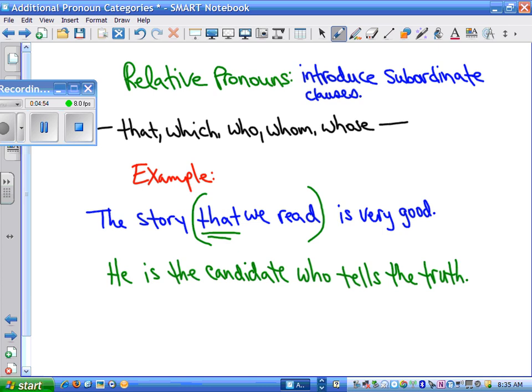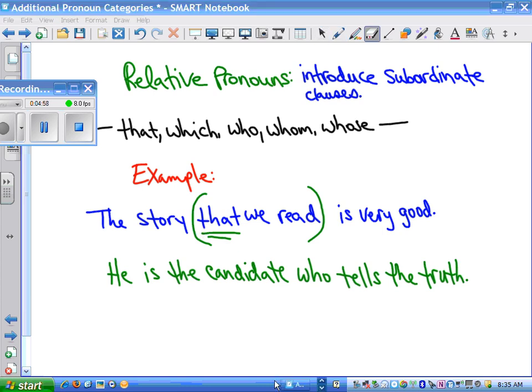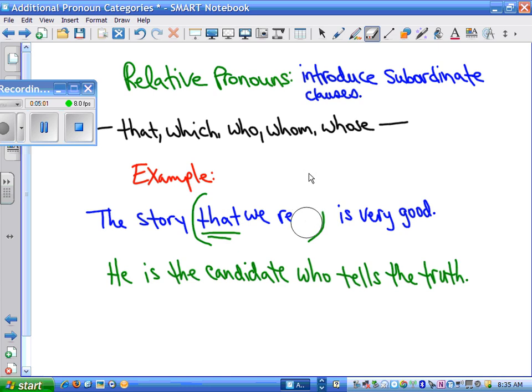All right, now watch. You're going to be amazed. I'm going to take that clause out, and I'm still going to have a sentence. It's just not going to be as informative. So the story is very good. Okay, still have a sentence.